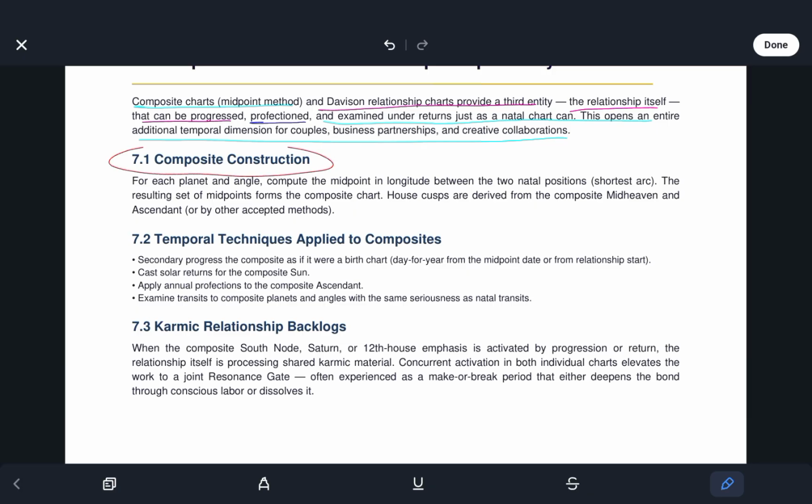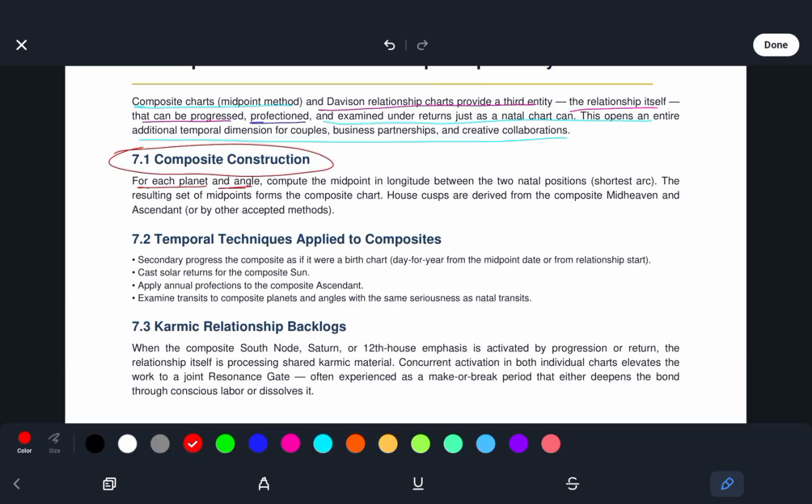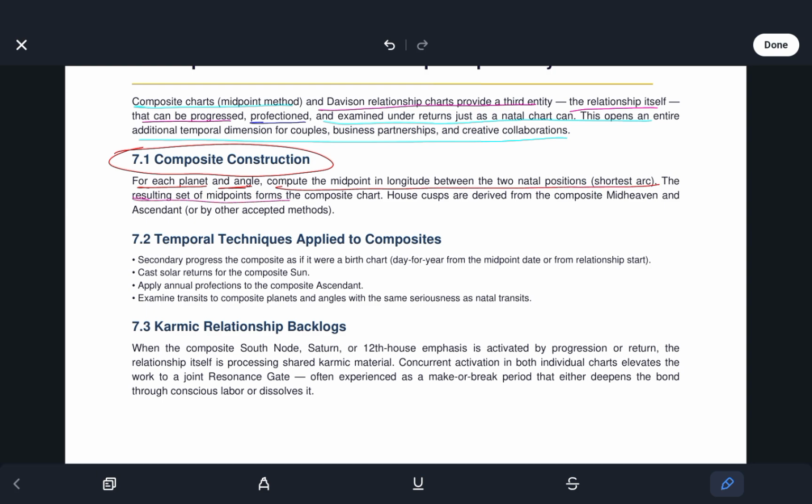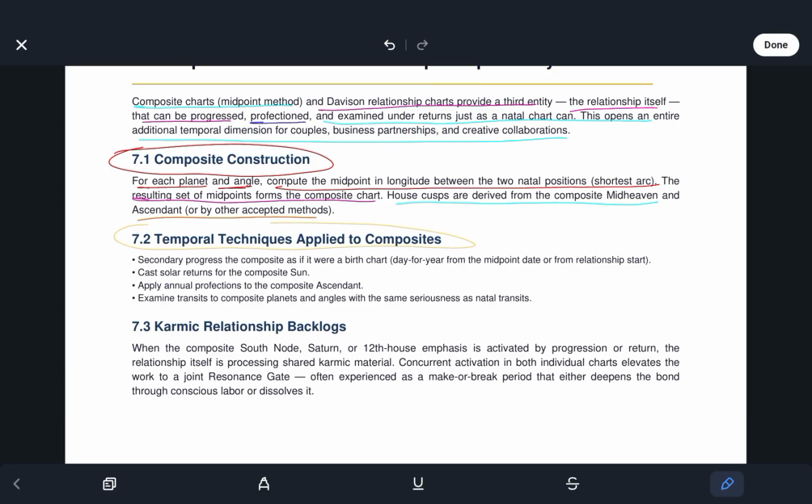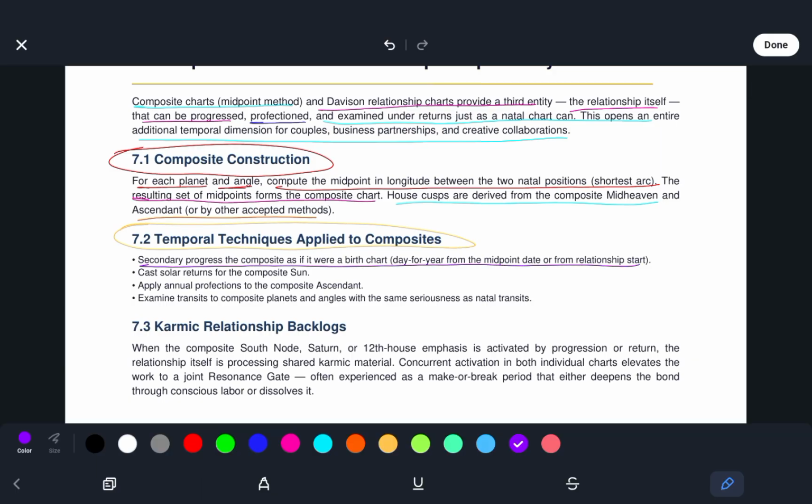So, composite construction: for each planet and angle, compute the midpoint in longitude between the two natal positions along the shortest arc, and the resulting set of midpoints forms a composite chart. House cusps are derived from the composite midheaven and composite ascendant or by other accepted methods. Temporal techniques apply to composites. Secondary progress the composite as if it were a birth chart, a day for a year, from the midpoint date or from relationship start.